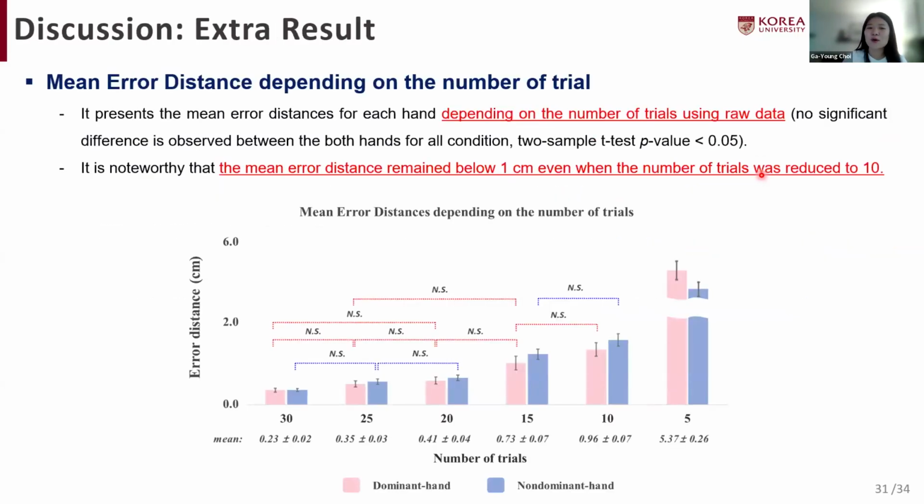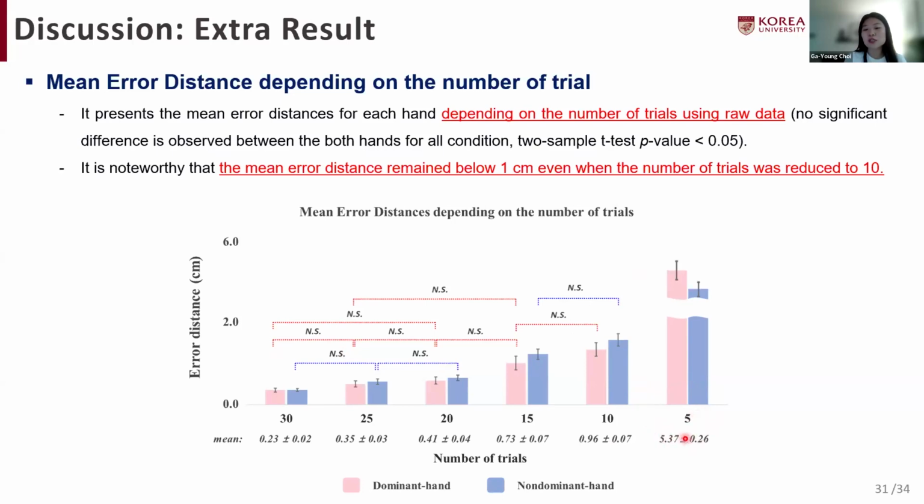On the side, this additional result shows the change of mean error distances according to the number of trials based on the minimum channel. It means only using 9 channels of low data in healthy controls. It shows robust performance in terms of the number of trials, and acceptable mean error distances were maintained even when the number of trials was reduced by a third. However, the mean error distance linearly increased as the number of trials was reduced, reaching around 5 centimeters when using only 5 trials for model training.